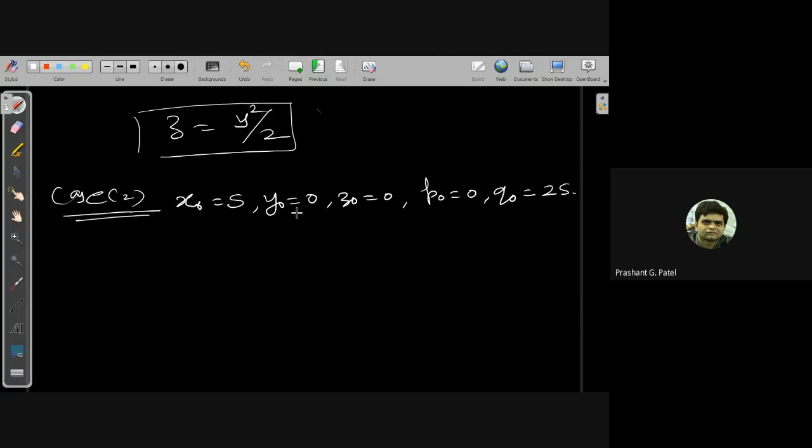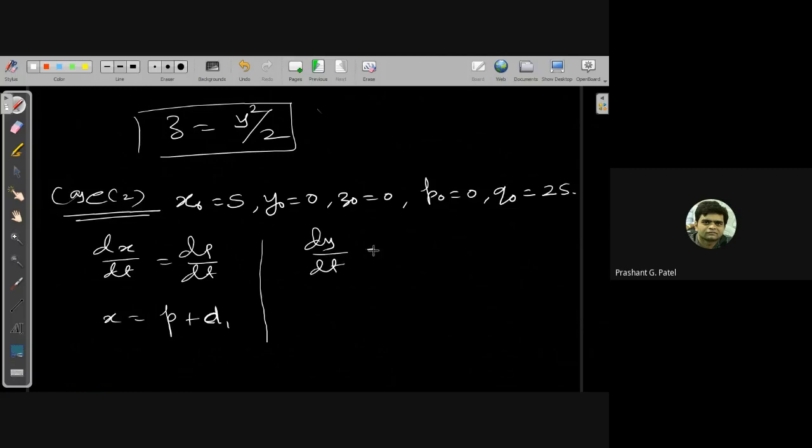Now we need to obtain the 6 equations we have. We already have dx by dt is equal to dp by dt. If you integrate this with respect to t, it gives me x is equal to p plus some constant, whatever the number we have here, let me say d1. The other equation was dy by dt is equal to dq by dt, which gives me y equal to q plus d2.